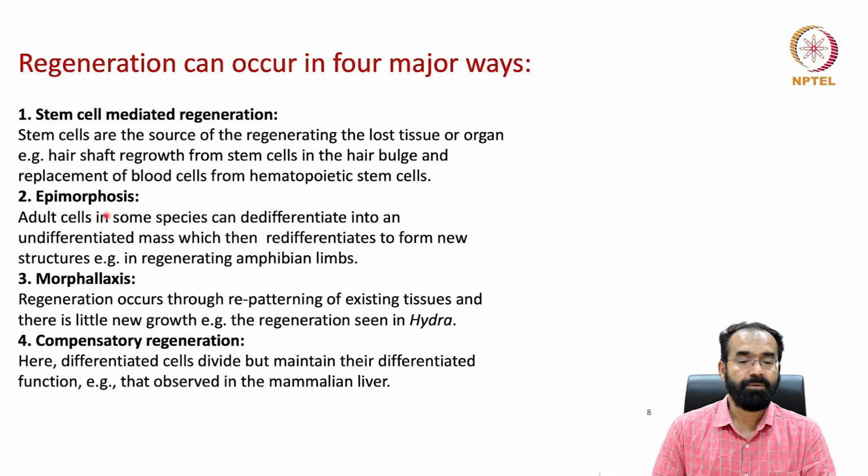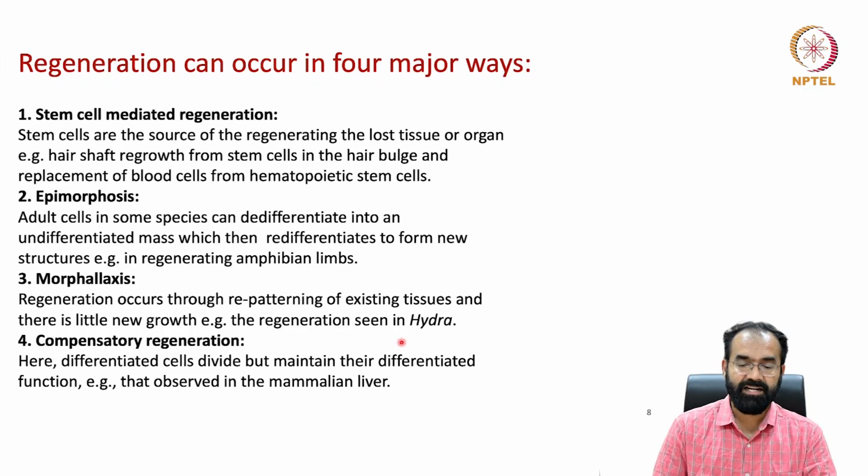Another thing is epimorphosis. Adult cells in some species can dedifferentiate into an undifferentiated mass, which then redifferentiate to form new structures, for example, in regenerating amphibian limbs. So there are no stem cells available. They are formed based on demand in that spot by the dedifferentiation of the existing tissue. Then comes morphallaxis. What does it mean? Regeneration occurs through repatterning of existing tissue and there is little new growth.